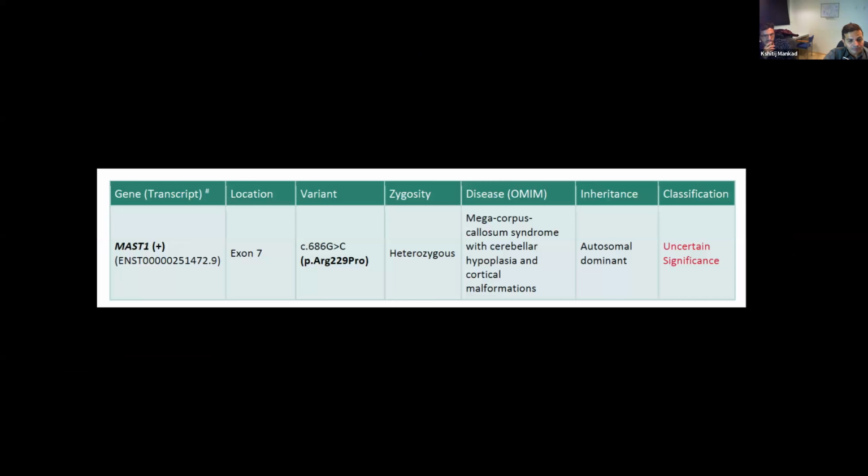What panel was done for this one? What was done? It came as uncertain. We did a whole exome trio. Okay. But that was done before this MRI. Yeah, it was done before this. So the match was not there clinically because of the callosum. Because I wrote, I think I wrote corpus.